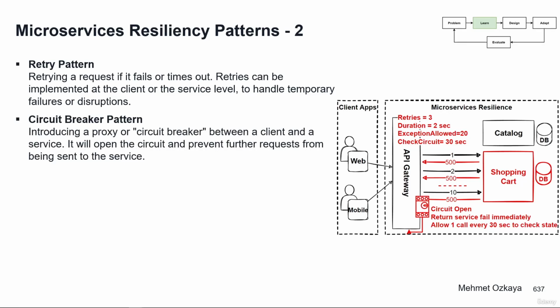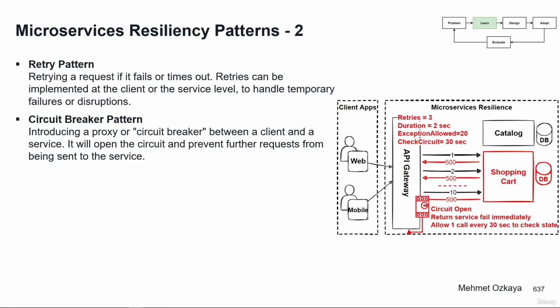The second pattern is the circuit breaker pattern. The circuit breaker introduces a proxy between a client and a service. The circuit breaker monitors the health of the service, and if it detects that the service is unavailable or unresponsive, it will open the circuit and prevent further requests from being sent from the client application to the service. So this will help to prevent the client from being affected by the failures or disruptions of the service.